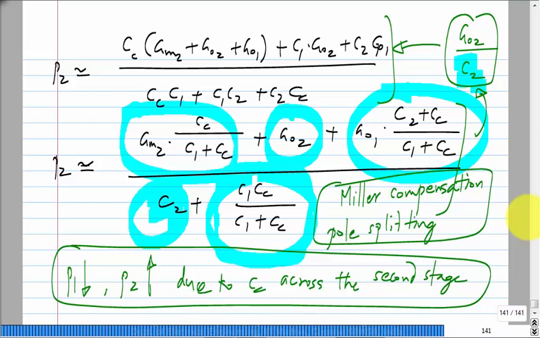Let us go with the denominator. Denominator is C2 plus C1 times CC divided by C1 plus CC. So, what is that? Do you actually have a structure like that? Can you first of all come up with an arrangement of components which will give you that capacitance? C1 in series with CC and in parallel with C2. So, do we have such a thing in the circuit?